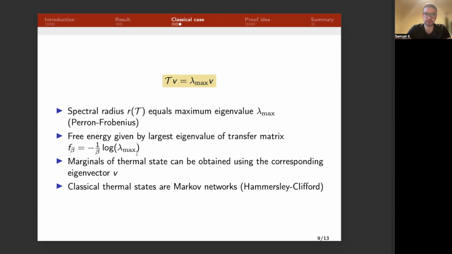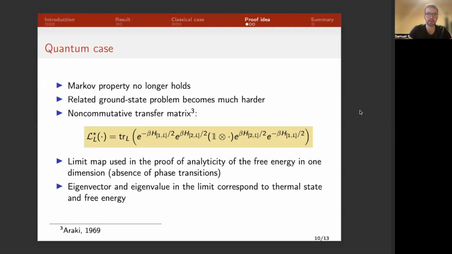This all works because classical thermal states are Markov networks, or in 1D Markov chains. This is by the Hammersley-Clifford theorem, that these Gibbs states of thermal states are equivalent to Markov networks or Markov chains in 1D. So with this motivation in mind, let's now have a look at the quantum case. The quantum case is a lot different.